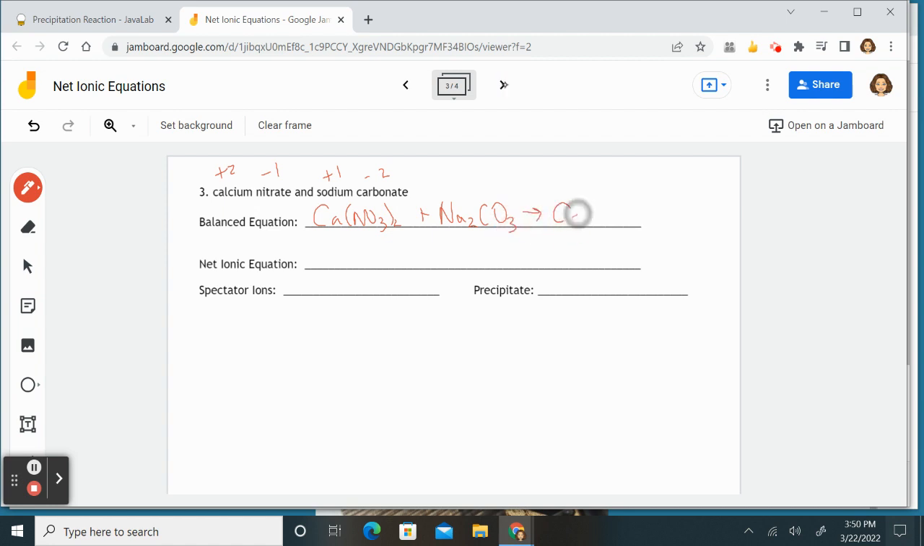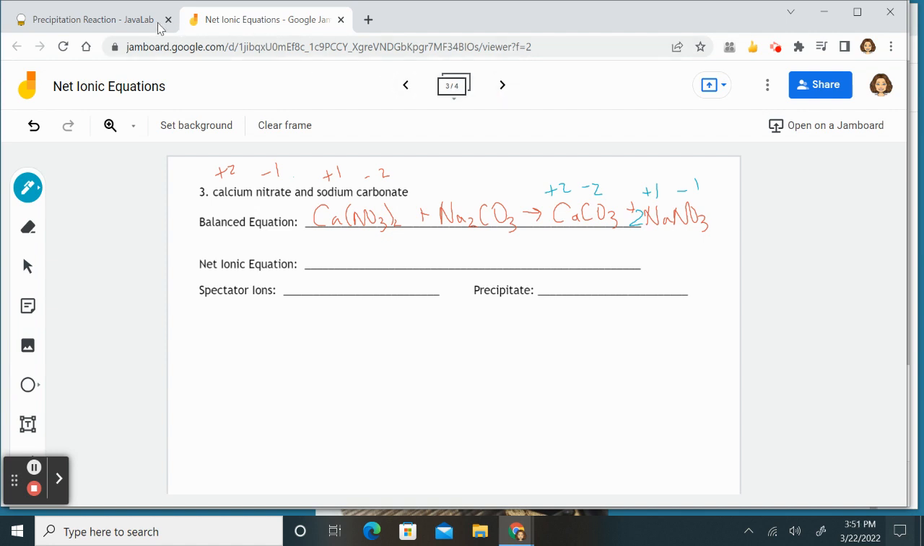So then our metals are going to trade partners. Calcium's going to combine with carbonate. Again, calcium was plus 2, and then carbonate was minus 2. So those equal 0, so I don't need any subscripts. And then my sodium is going to combine with the nitrate. And again, I use my charges. Since sodium was plus 1 and nitrate was minus 1, that equals 0. Okay. Then we have to balance. So we have 2 sodiums, so I have to multiply over here by 2. That gives me 2 nitrates, but I have 2. 1 calcium, 1 calcium, 1 carbonate, 1 carbonate.